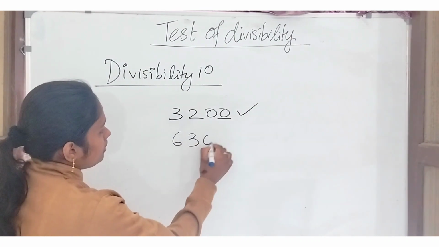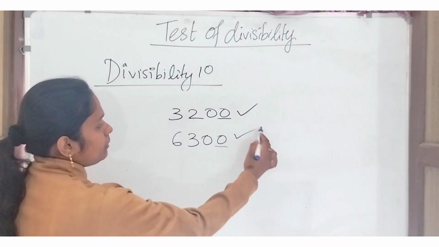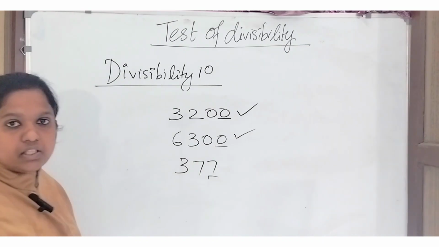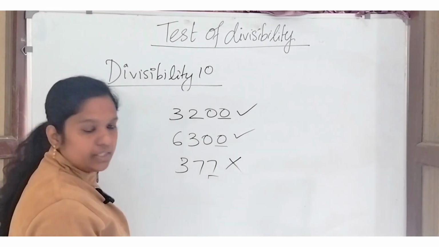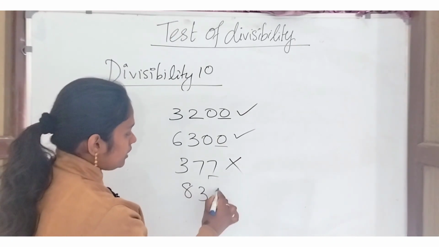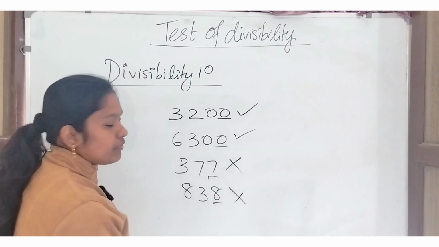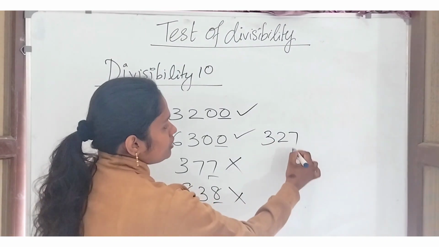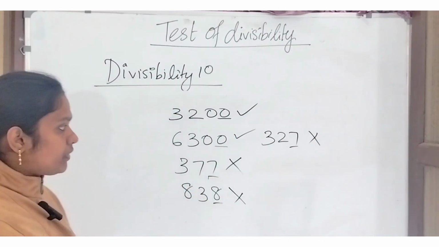Then, it's also the last digit is 0, so it's divisible by 10. If a number ends with 7, like 377, it's not divisible by 10. 838, the last digit is 8, not a 0, so it's not divisible by 10. Another number, its last digit is also 7, so it's not divisible by 10.